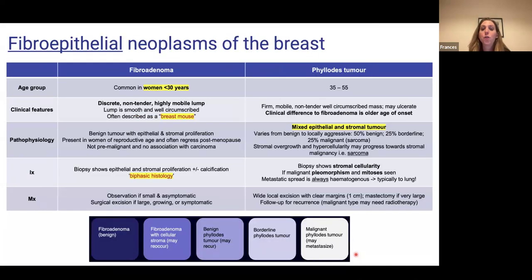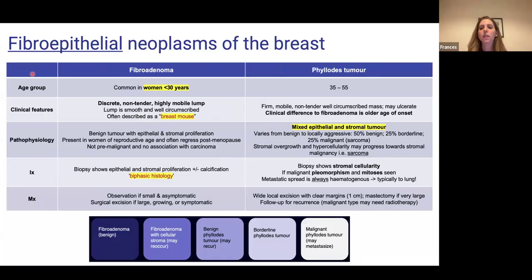Okay, so those are your benign ones. Now let's talk about the fibroepithelial neoplasms of the breast. Okay, these are neoplasms, so abnormal growths. They're fibroepithelial, so they're fibrous, as in your connective tissue, and your epithelium, okay? 2 tissue types. So the benign one is fibroadenoma.